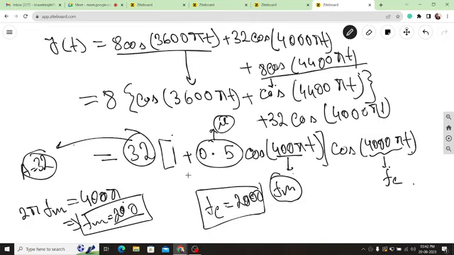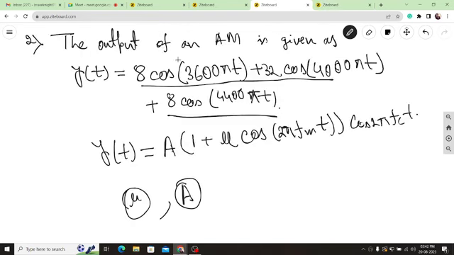So the modulation index, amplitude of the signal, message bandwidth and frequency, carrier frequency, all four terms can be derived from a given equation of this sort.